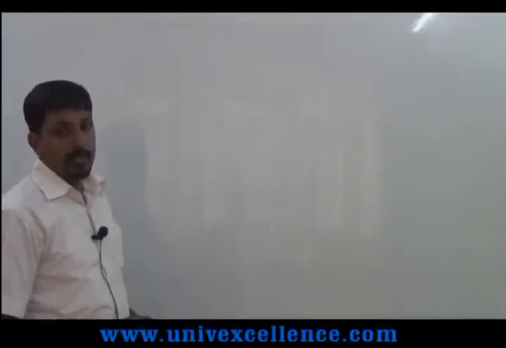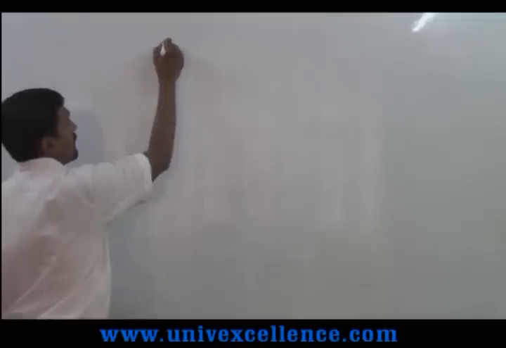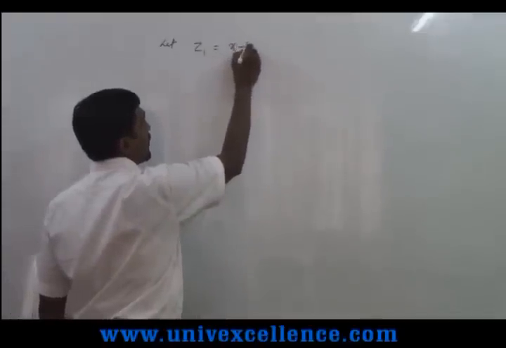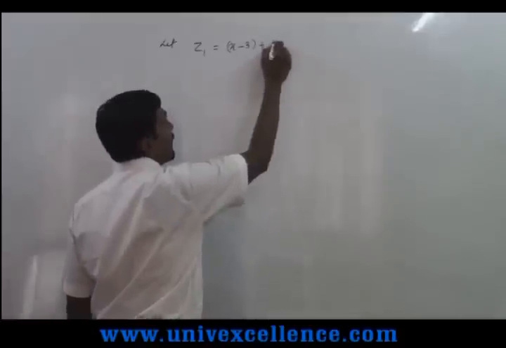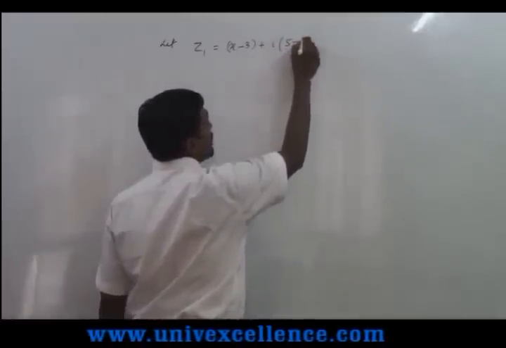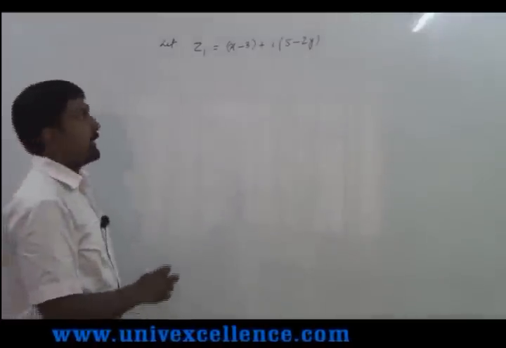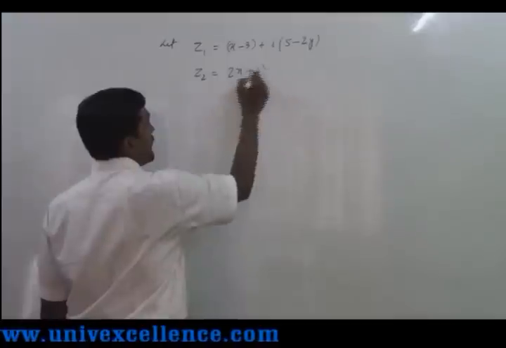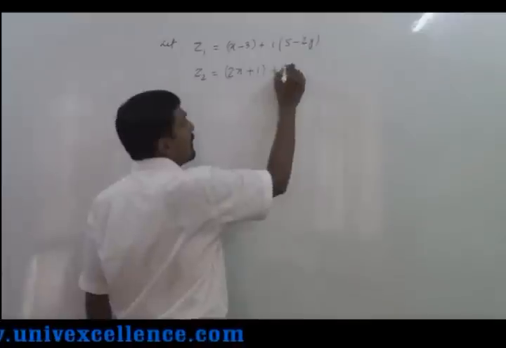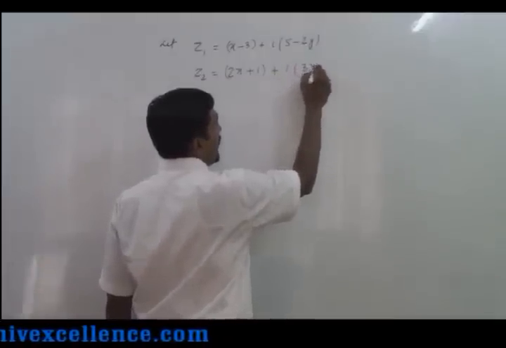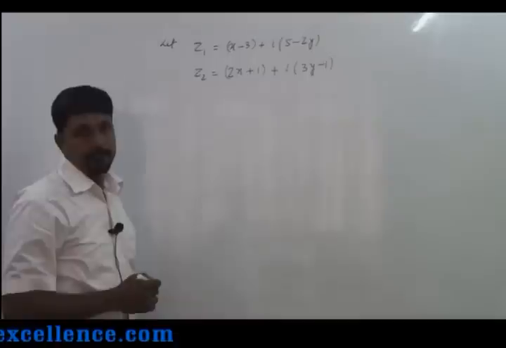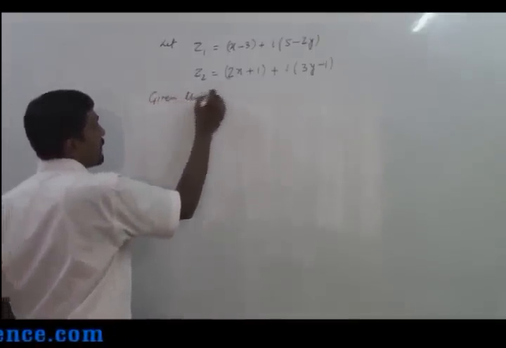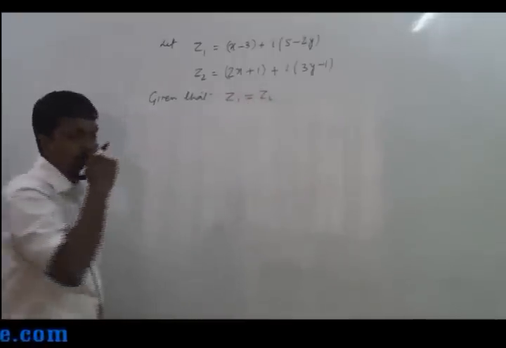Now, if two complex numbers are equal, that is, let Z1 equal x minus 3 plus iota times (5 minus 2y), and Z2 is given as 2x plus 1 plus iota times (3y minus 1). Given that the two complex numbers are equal.